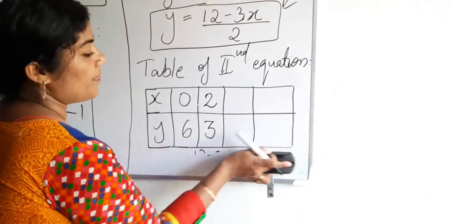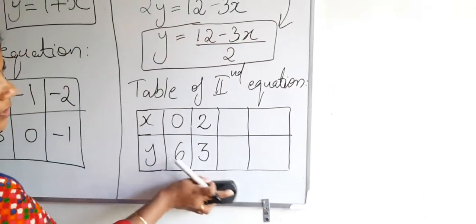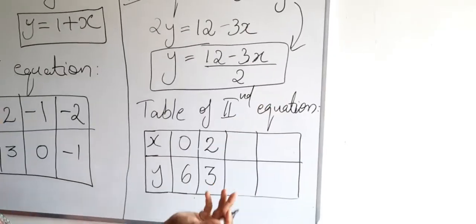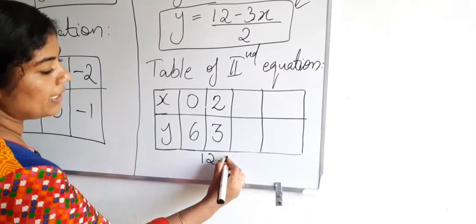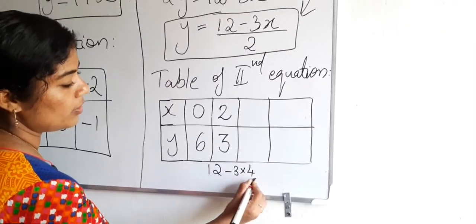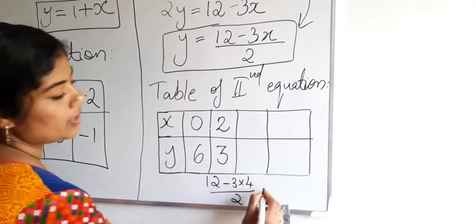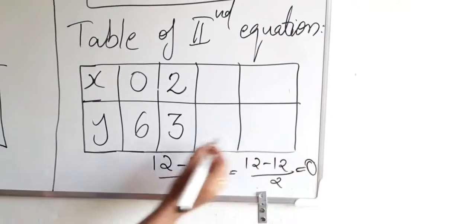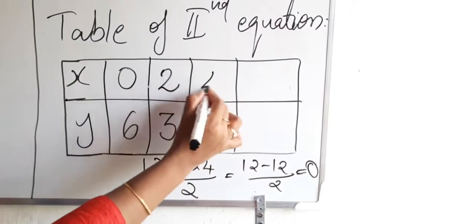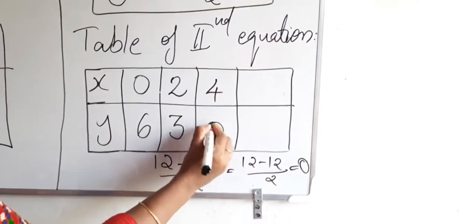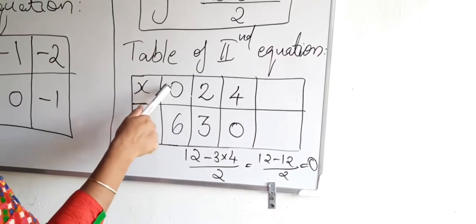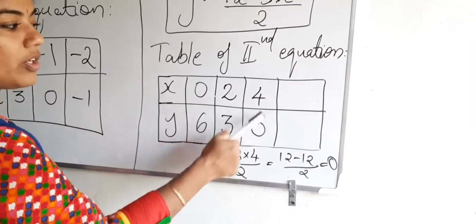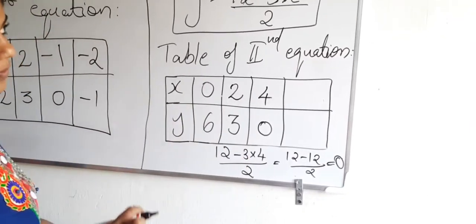And the next step, you can give any other value. For getting 12, what can we give? 3 fours are 12, we know. So 12 minus 3 into 4 by 2 will be 12 minus 12 by 2. So your answer will be 0. So when you give 4, your answer will be 0. So when x equal to 0, you got y equal to 6. When y equal to 0, your x coordinate will be 4.